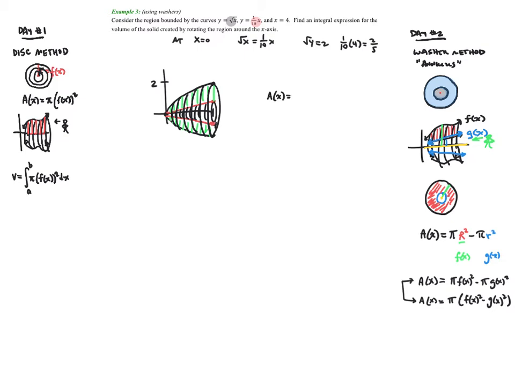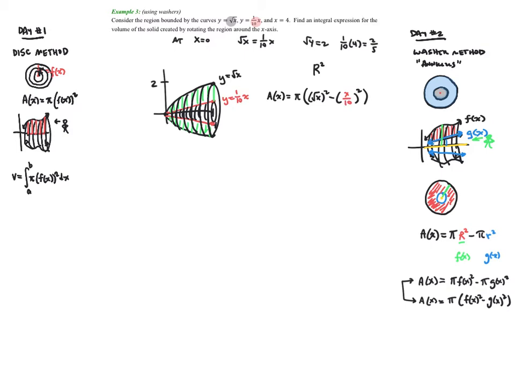So A of x is going to be pi times the function square root of x squared. Right, so think of this as big R. Well, big R is going to be the larger of the two functions. When I say larger, I mean the function whose distance is further from the axis of revolution. So here's the axis of revolution. Further function is f of x. Well, I guess that's not called f of x. It's called just y equals root x. Then we've got y equals 1/10 x. That's going to be our little r. We're going to square that. Okay, so let's put that as x over 10.